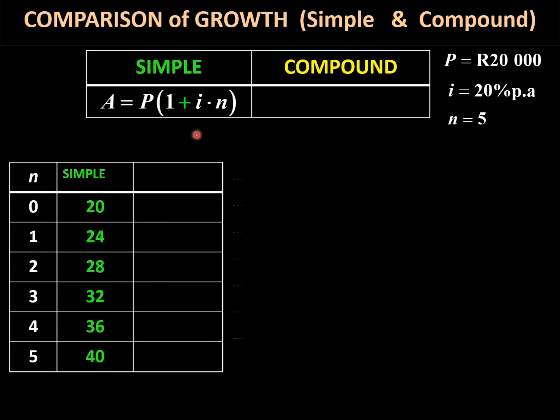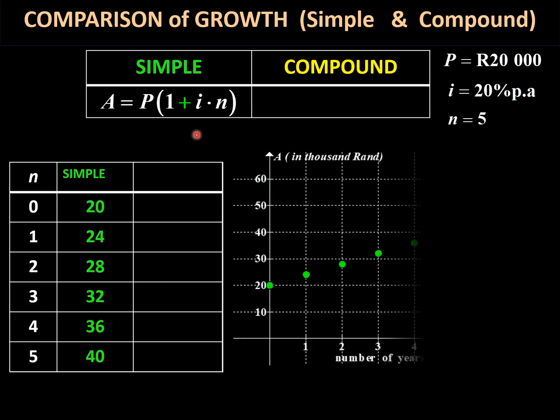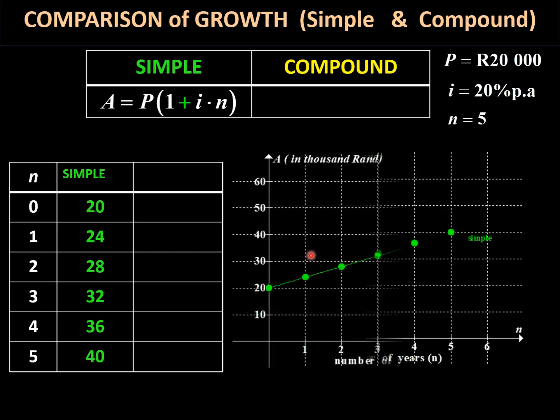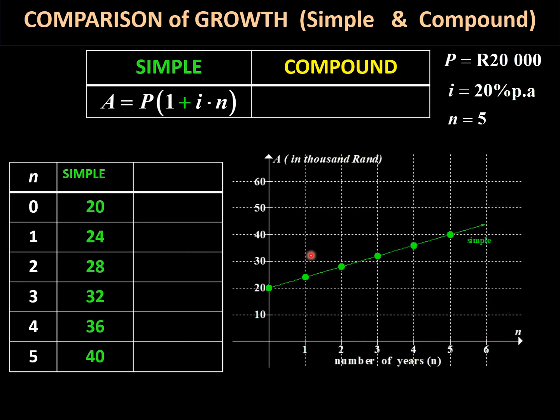If we represent it graphically, we can see the value after the first year, the value after the second, third, and fourth year. And if we join those points, we have a linear relationship. So that simple growth is actually a linear relationship.